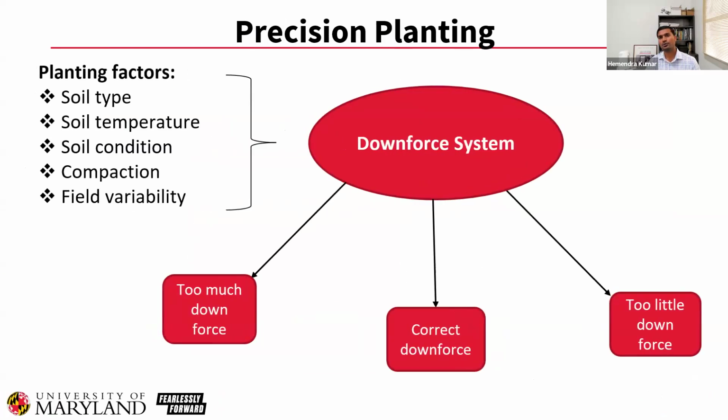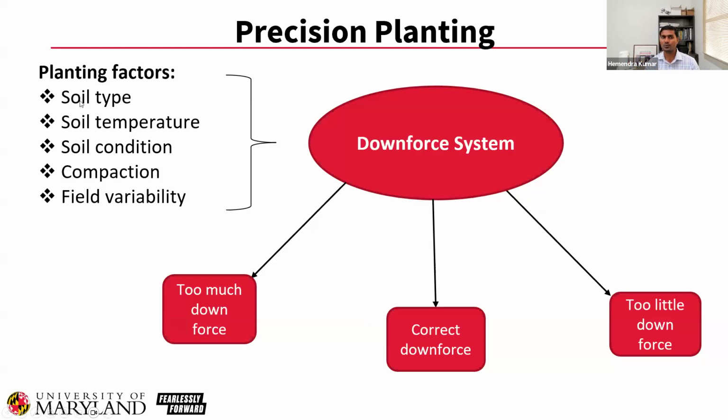Now, when it comes to precision planting, there are different downforce systems. If you're using a planter with too much downforce, you might get the same problem that you saw in one of the previous slides, that plants were smaller because you put the seed too deep and it did not emerge well. Too little downforce, maybe it will not emerge just because it's on top of the soil layer and it's not getting enough nutrients and water to emerge. So that could be the problem. So optimum downforce is the correct downforce.